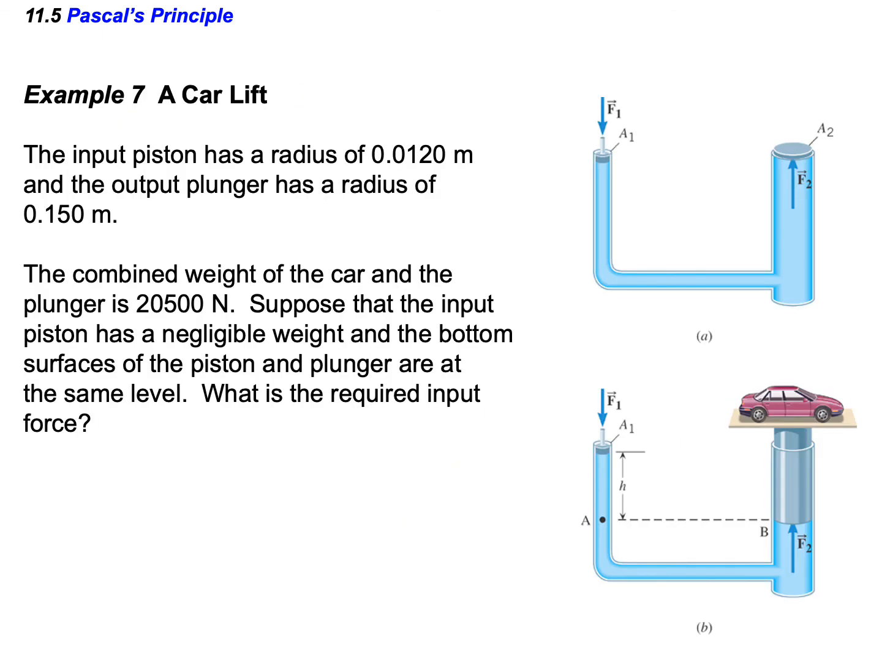So here's another example similar to the one I did. The areas are given, or actually the radius is given. If the radius is given and it is a circle, the area is pi r squared. So you have to make sure you use the right area, pi r squared, for this side and this side, because the radius is given. Then it says the weight of the car and the plunger is 20,500, and now you have to calculate the required input force.